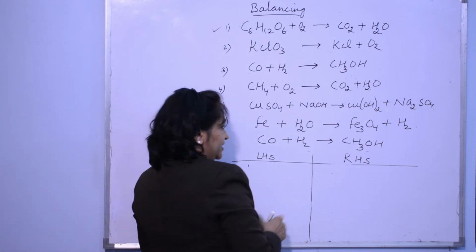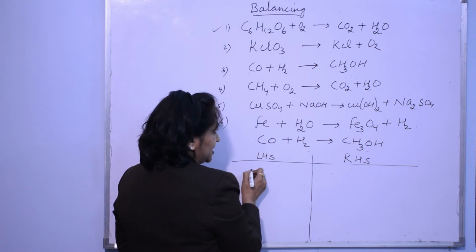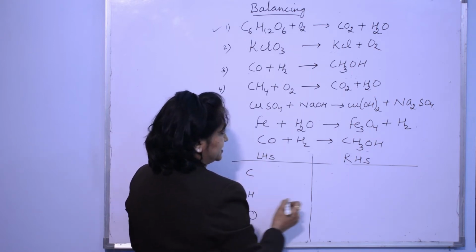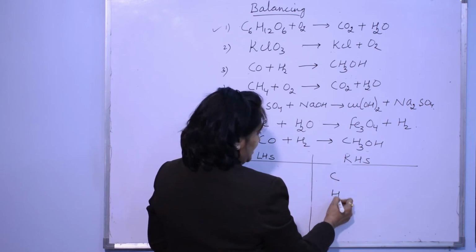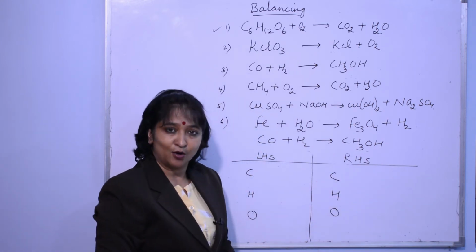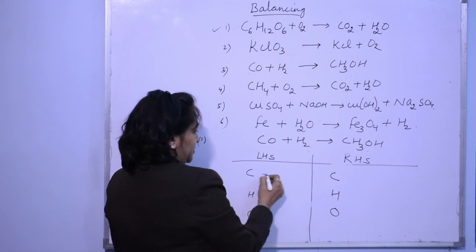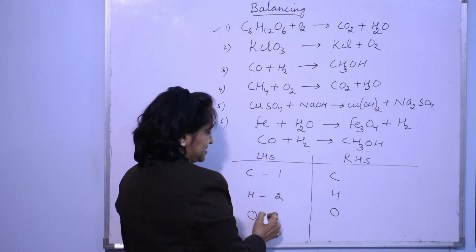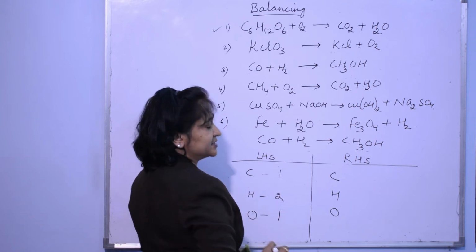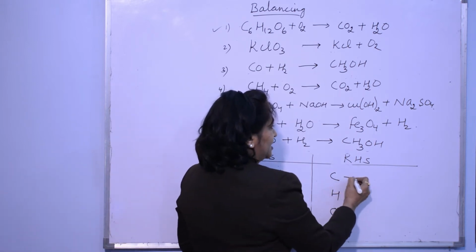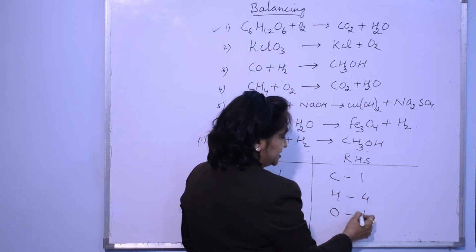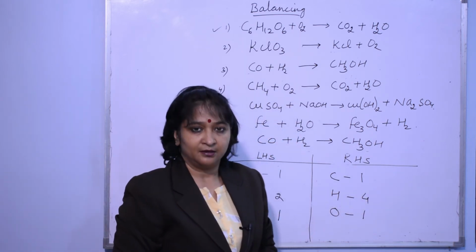Now what are the things you have to write here? Carbon, hydrogen, and then oxygen. Here also it is carbon, hydrogen, and then oxygen. Start writing the number of atoms. Carbon only 1 atom is there, hydrogen 2 atoms are there, oxygen 1 atom is there. Here carbon 1 atom is there, hydrogen 4 atoms are there, oxygen 1 atom is there. Right?